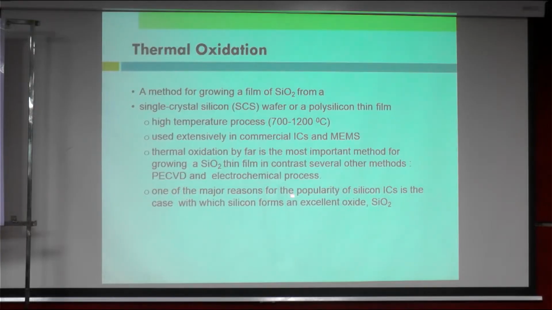One of the major reasons for the popularity of silicon ICs is the ease with which silicon forms an excellent oxide, SiO2, silicon dioxide. When you have some conducting circuit on top of the silicon, it needs to be isolated or prevented from contact with the silicon substrate itself. So silicon dioxide is a very versatile, very good material and easy to fabricate to become the insulation material.